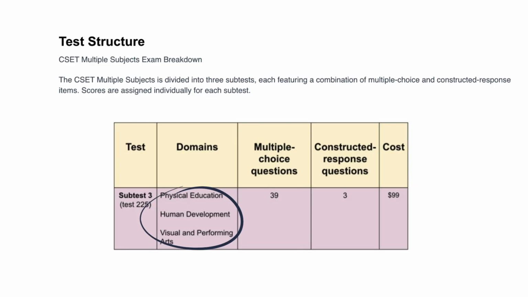Subtest 3 focuses on 3 domains, which are physical education, human development, and visual and performing arts. It has 39 multiple choice questions and 3 constructed response questions. This test costs $99. Now, without further ado, let's start with our first question.